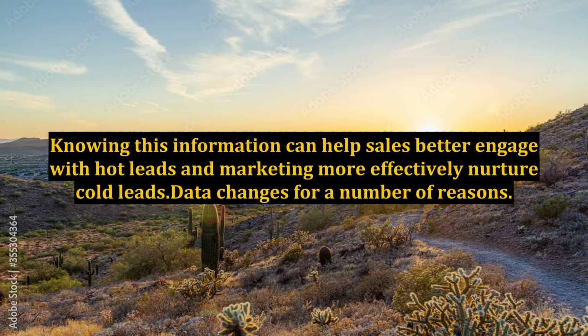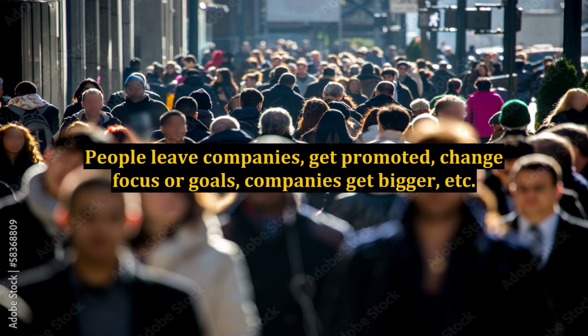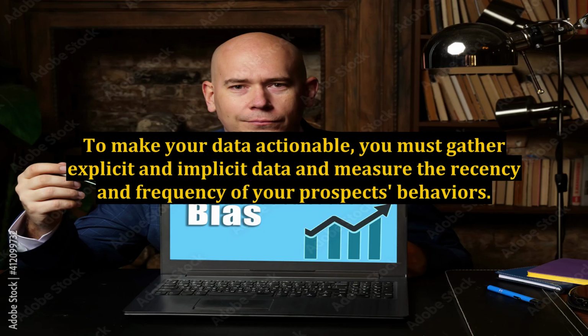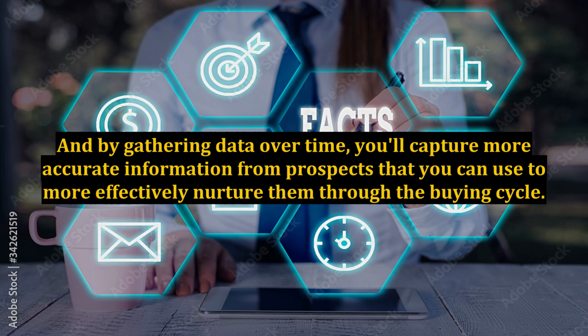Data changes for a number of reasons. People leave companies, get promoted, change focus or goals, companies get bigger, etc. And a major reason marketing automation-based programs don't deliver to their potential is poor data quality. To make your data actionable, you must gather explicit and implicit data and measure the recency and frequency of your prospects' behaviors. And by gathering data over time, you'll capture more accurate information from prospects that you can use to more effectively nurture them through the buying cycle.